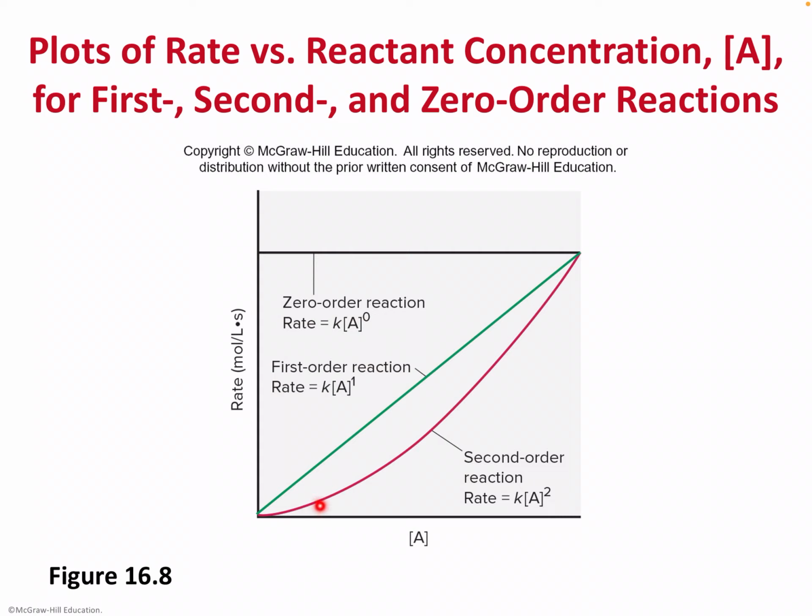And for a second order reaction, what happens? When you double the concentration of A, rate quadruples. So it's an exponential increase. So the rate is written as rate equals k[A] raised to the power 2 for a second order reaction.